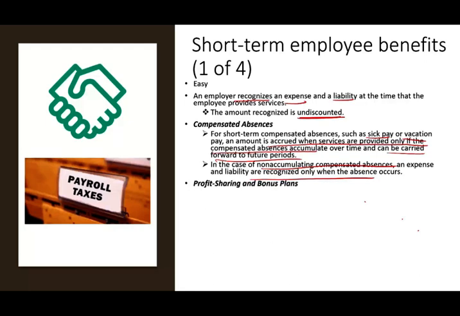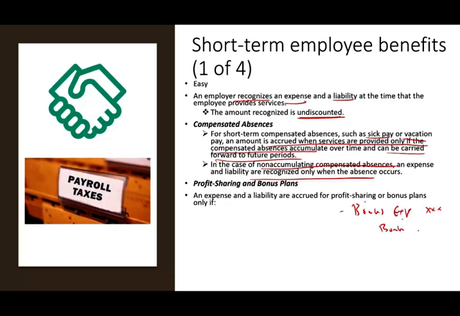Profit sharing and bonus plan. What are profit sharing and bonus plan? What happens is as the company makes profit, they're gonna pay their employees maybe 10%, 5% of the profit. So this is what profit or bonus plan is. An expense and a liability is accrued only if the following conditions are met. Simply put, once those conditions are met, we're going to debit, let's call it bonus expense, for some amount and credit bonus liability for that amount.